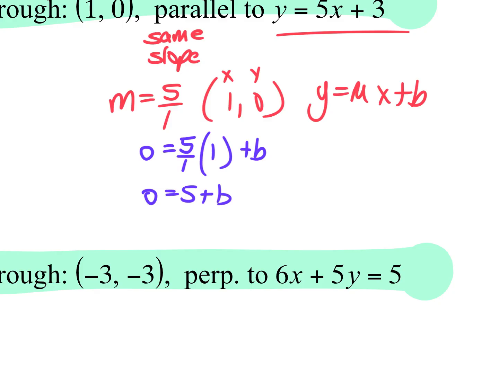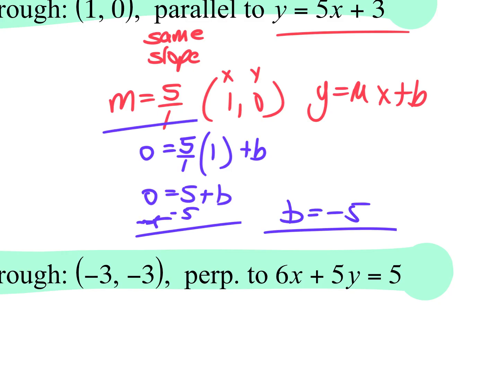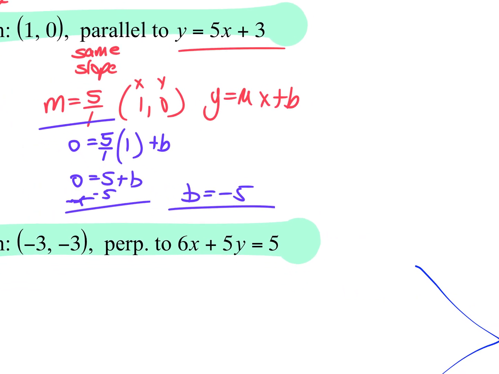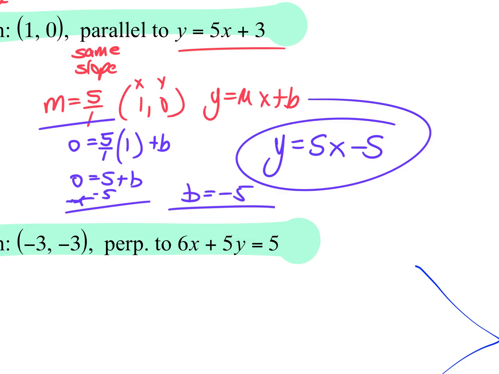How do I get that 5 to move to the other side? Subtract it. Wonderful. So your b is negative 5. So here's this, and here's this. Write the equation. Y equals what? 5 over 1 x plus or minus 1. Perfect. There you go. Wonderful.